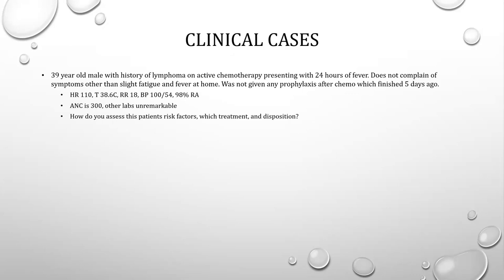Really no other significant symptoms that he's been having. He was not given any prophylaxis after the chemotherapy was finished. He comes in a little tachycardic, a little febrile, otherwise hemodynamically stable. He does have an ANC of 300. So the question majorly is, how do you assess this patient's risk factors? Which treatment do you give them, and what's their disposition?